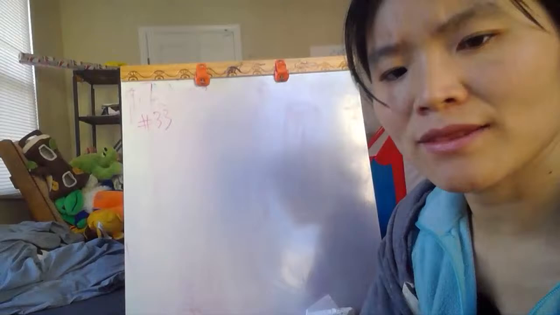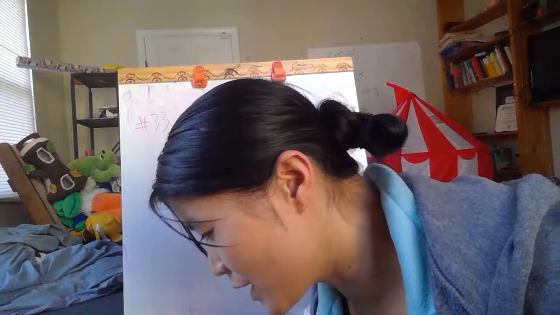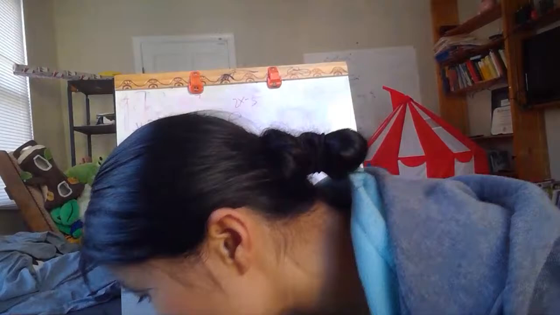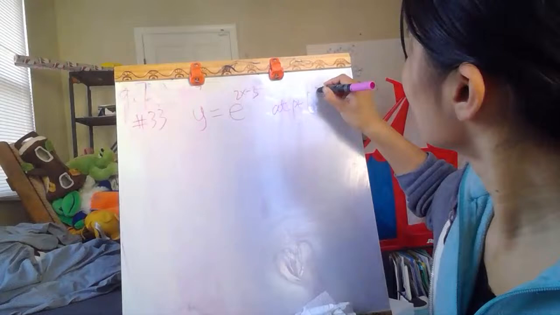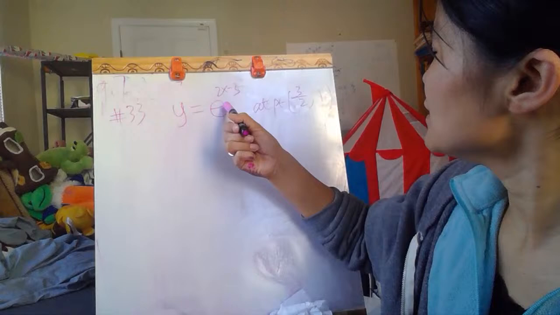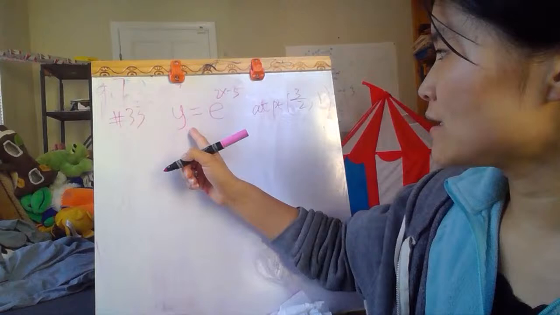So they say find the equation of the tangent line to the graph of y equals e to 2x minus 3 at the point 3 over 2, 1. So find the equation for the tangent line for this graph at this point.